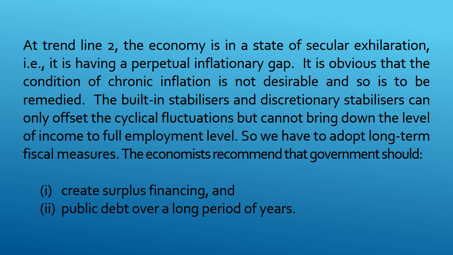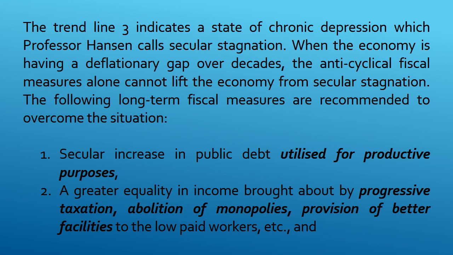The economists recommend that government should 1. Create surplus financing, and 2. Public debt over a long period of years. The trend line 3 indicates a state of chronic depression which Professor Hansen calls secular stagnation. When the economy is having a deflationary gap over decades, the anti-cyclical fiscal measures alone cannot lift the economy from secular stagnation. The following long-term fiscal measures are recommended to overcome the situation.